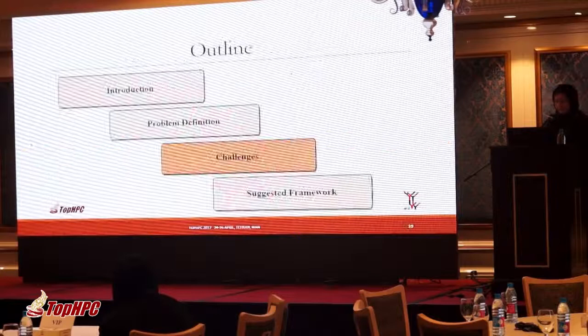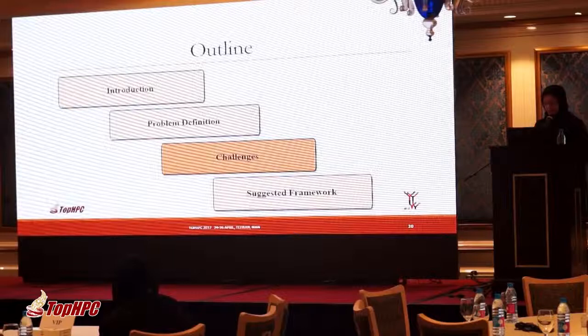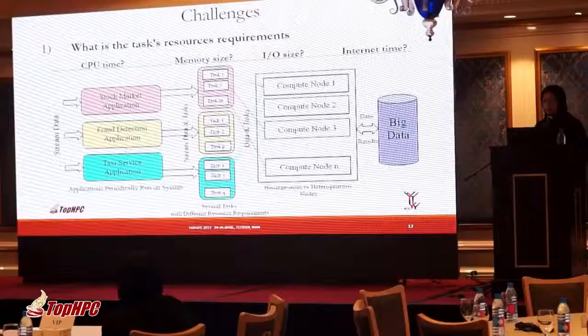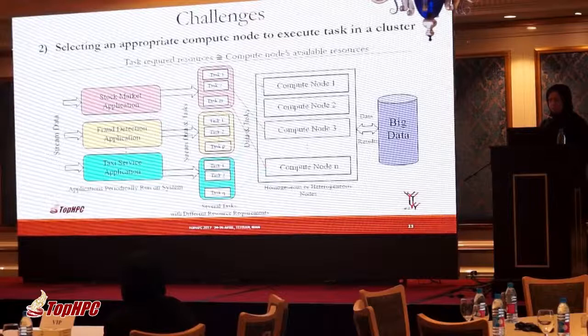Now I'm going to talk about challenges in the fast big data processing. First of all, I want to show the architecture of the big data processing framework. In this framework, there are different applications and each application is divided into a set of tasks, and tasks must be distributed to the several compute nodes for parallel processing. The first challenge is, what are the task's resource requirements, like CPU time, memory size, I/O size, or network time? The next challenge is how to select an appropriate compute node to execute tasks in a cluster. Task required resources must be approximately near to compute nodes' available resources.